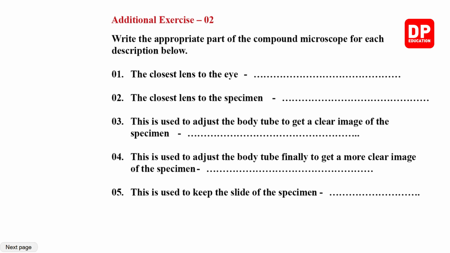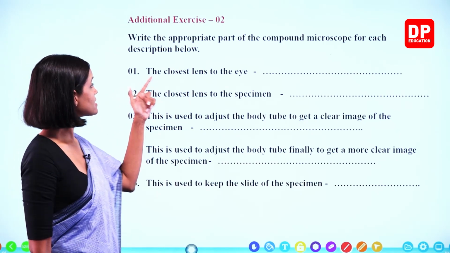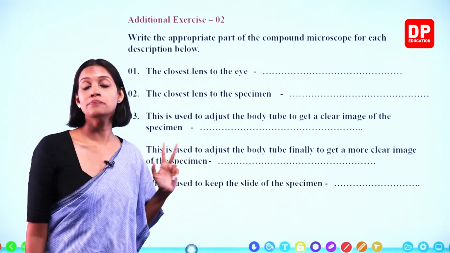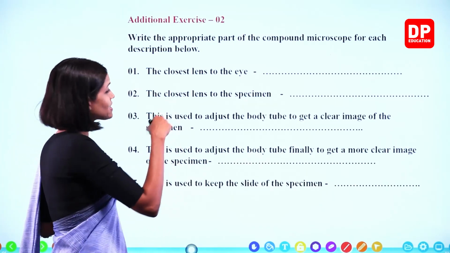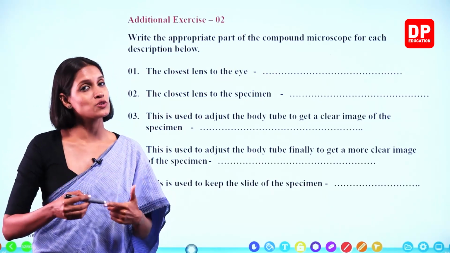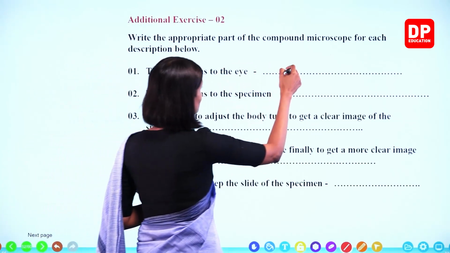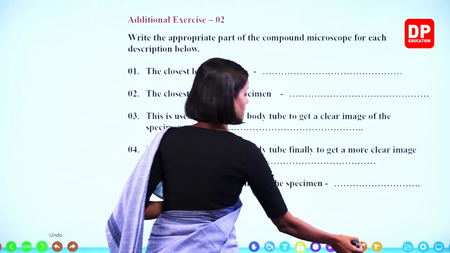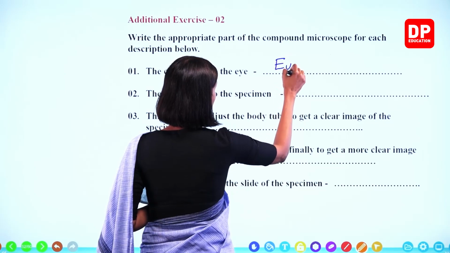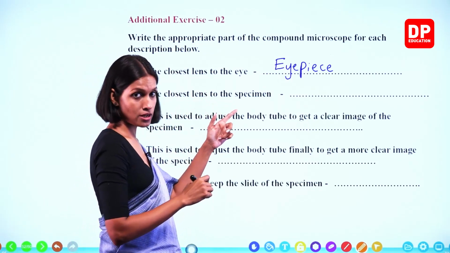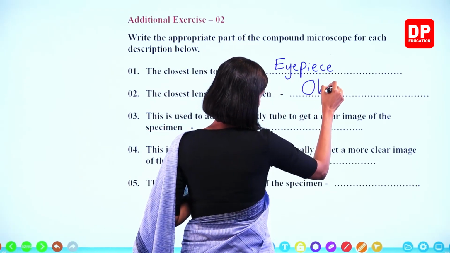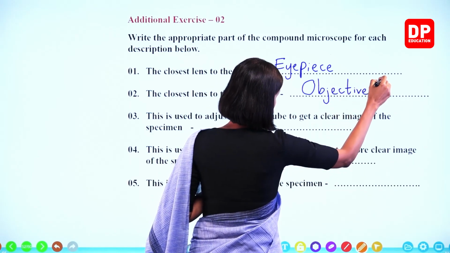Right. Exercise number 2. Write the appropriate part of the compound microscope for each description below. Now we are very familiar with this. The closest lens to the eye. There are 2 lenses in the compound light microscope. The lens that is closest to the eye is known as the eyepiece. Right? What is the other lens that is closest to the specimen? That is known as the objective. Right? The closest lens to the eye, eyepiece. The closest lens to the specimen, objective lens.